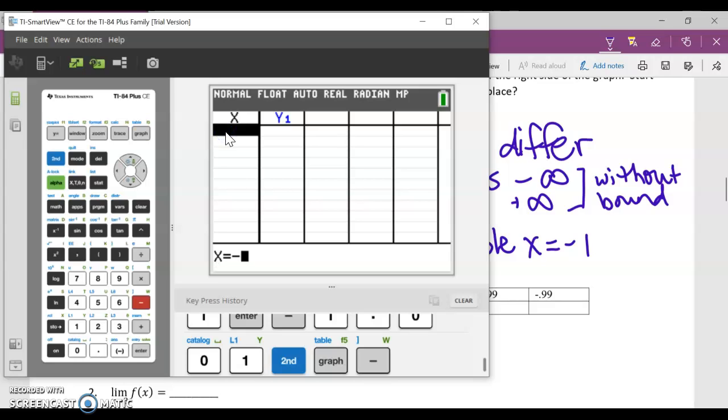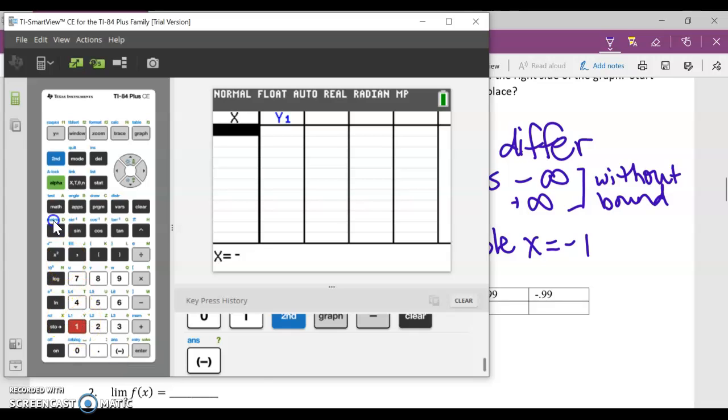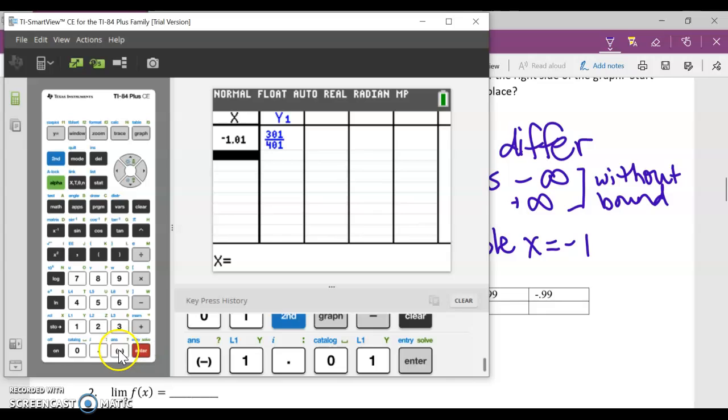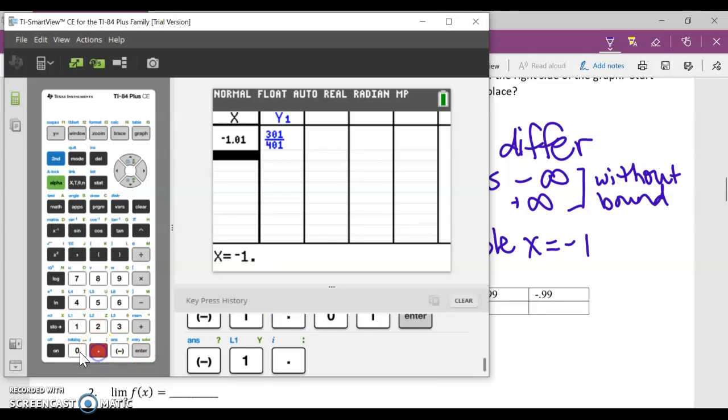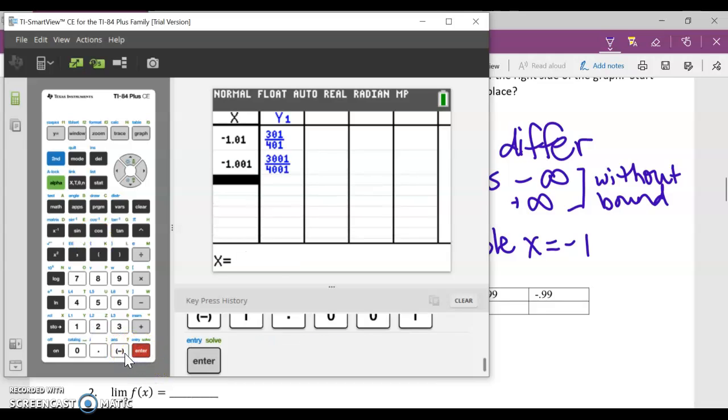Okay, negative 1.01, negative 1.001, and negative 1.0001. So we're farther to the left, we're more negative, and we're getting closer and closer to negative 1.